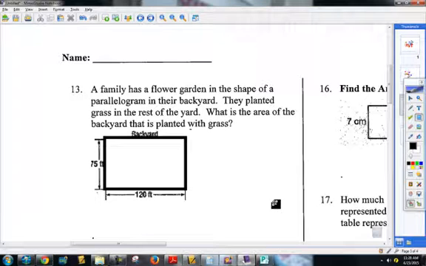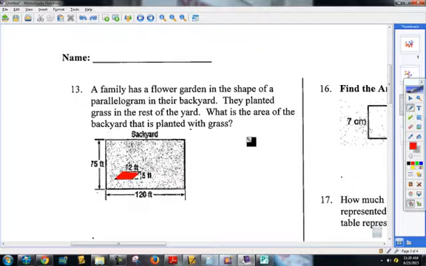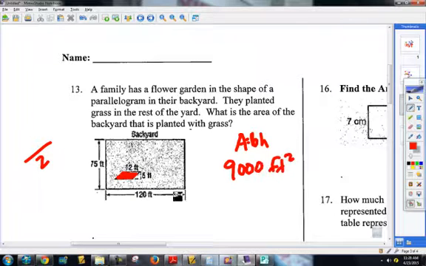Then I got to subtract out what the area is of the flower garden. Okay? So, this is worth 2 points, by the way. You should have had area equals base times height, but you didn't have to on this one. And 75 times 120 is going to give you 9,000 feet squared. That's the whole area. The entire backyard has 9,000 square feet. Okay? So those tiles that were on the first page about the 1 by 1 tiles, 9,000 of them would cover that backyard. So that's a pretty decently sized backyard, right?